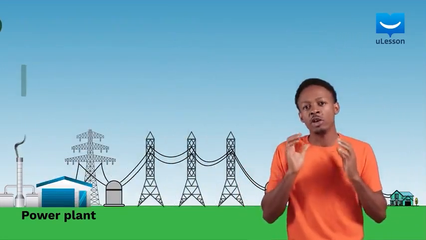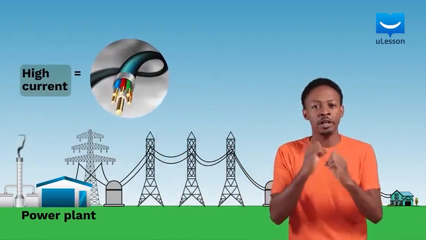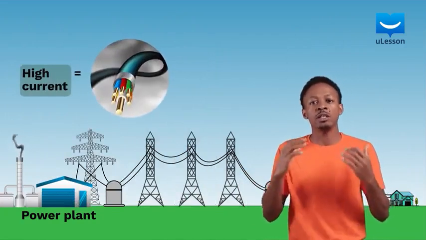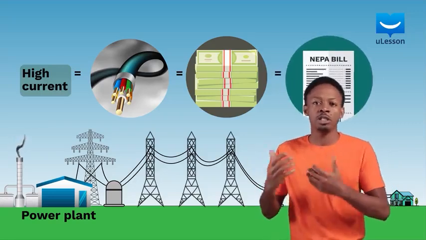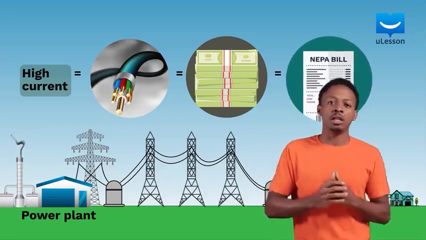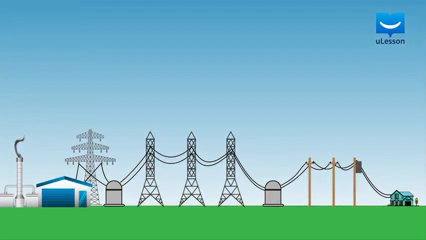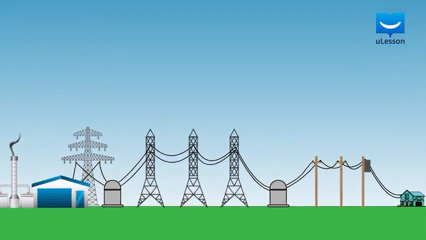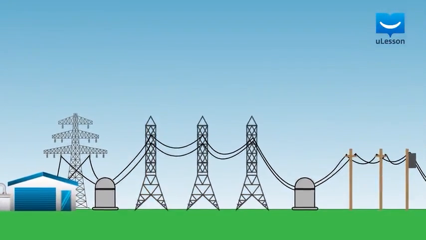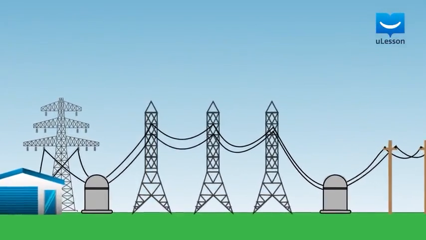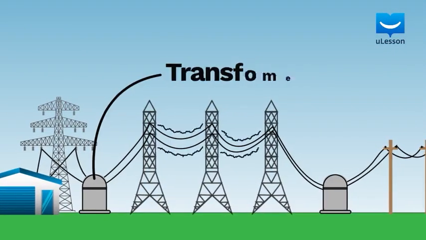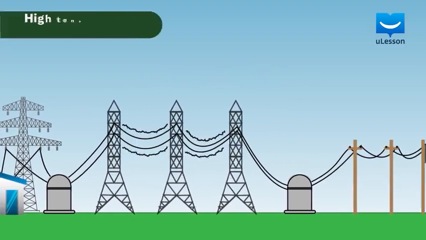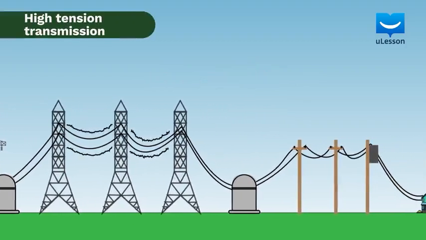Now, if that is not enough reason, high currents need thicker cables. So transmitting in this way will cost a lot of money, which adds to our electricity bill. And no one wants that. So what power plants do is, before transmission, they lower the current and raise the voltage using what is known as a transformer. Transmission at high voltage is what is known as high tension transmission.